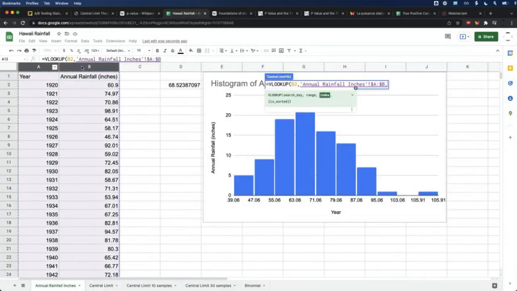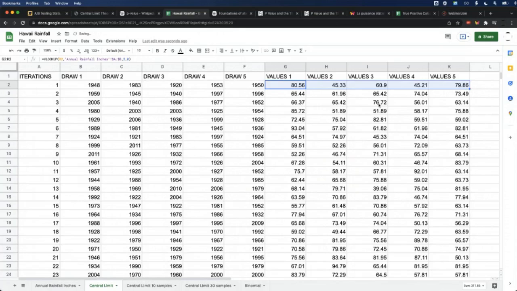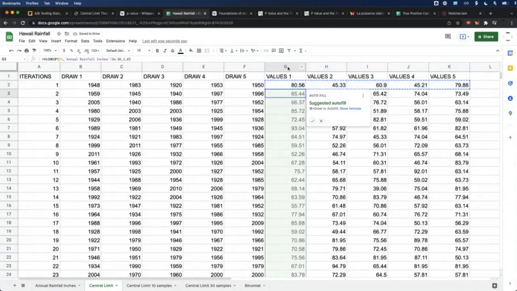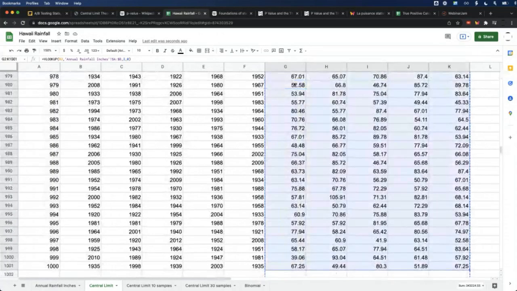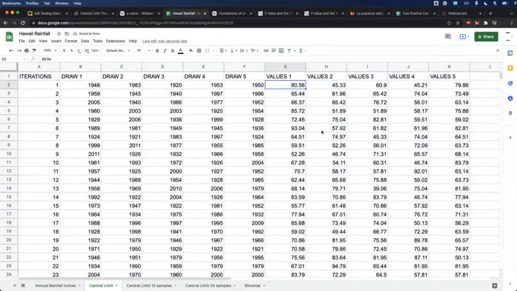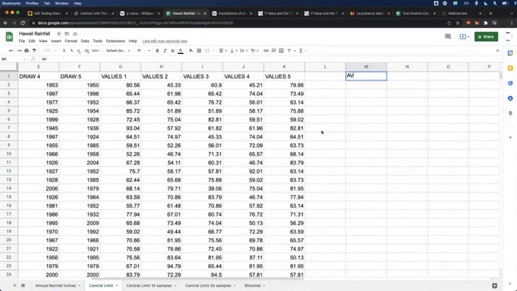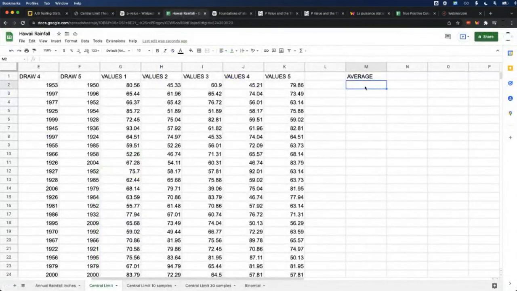So I got these, and then I have these. So I drew basically 1,000 random samples, and I subsampled 5 of each. Now we take the average. That is what it says: you take the sample means, the distribution of the sample means. So first we have to create the sample mean, which is just the average of these 5 values. Now we have this.